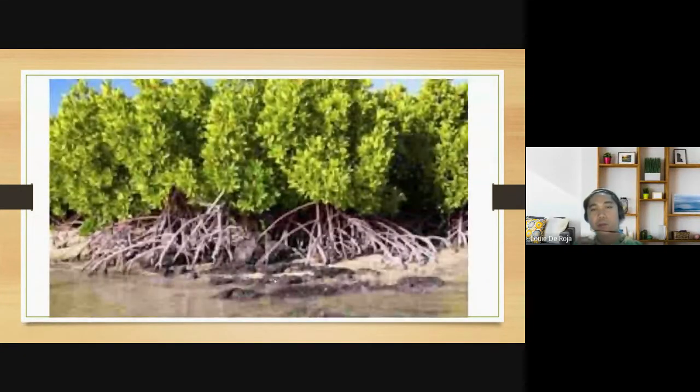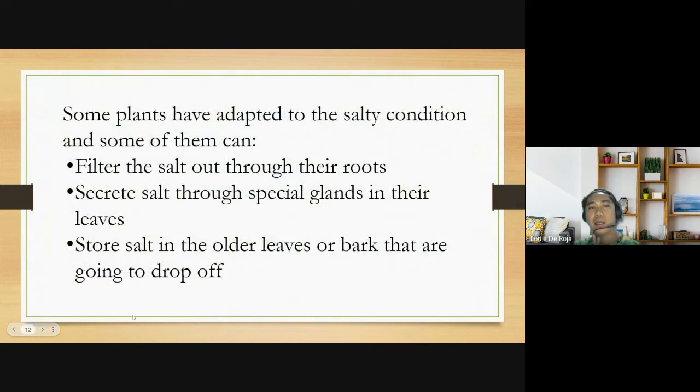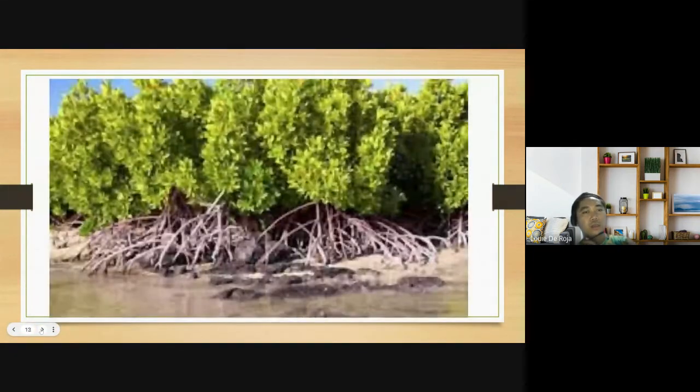Okay, katulad nito mangrove trees. So, sinasali nila yung salt doon sa mamamatay na leaves or magiging laya na dahon. Okay, doon nila sini-store. Or they just secrete salt through special glands in their leaves and filter the salt out through their roots. So yung roots yung nag-filter ng salt para tubig lang mismo yung makuha nila.